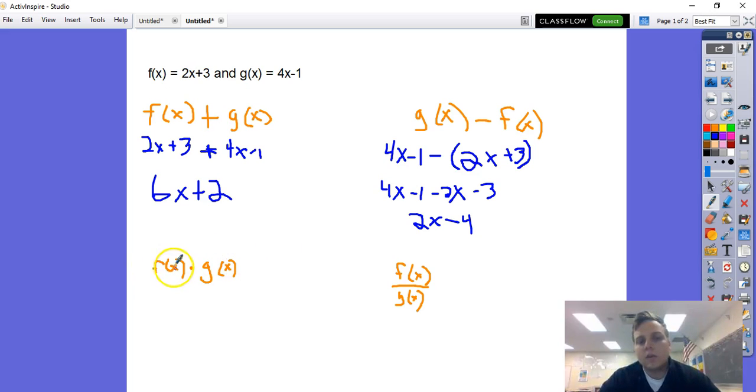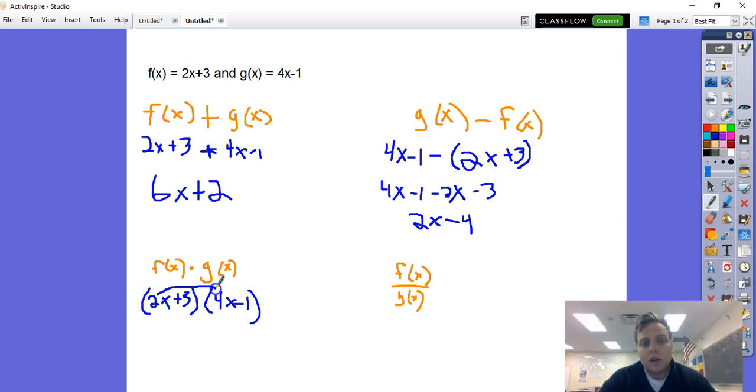All right, next one. F of x times g of x. So that's just where we say 2x plus 3. Now I'm putting everything in parentheses because when you're multiplying functions, you have to remember that everything from one function has to, at some point in time, multiply to everything in the other function. So in other words, the 2x from the f of x function needs to multiply to everything in g. And the 3 from the f of x needs to multiply everything in g. So that's why I put everything in parentheses so I don't forget.